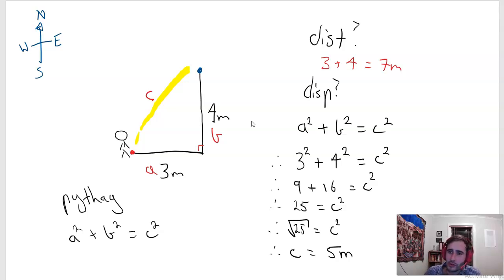Now, other than that, the work that you'll be doing is, first of all, classifying things as whether they're distance or displacement. So just getting those scalar and vector definitions back into the mix, and then doing some calculations.